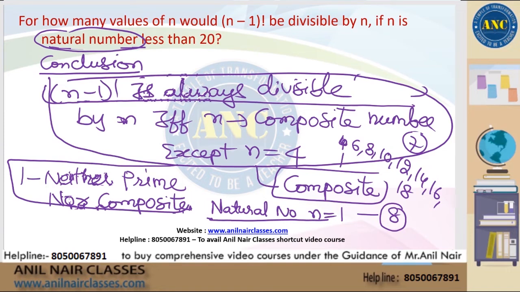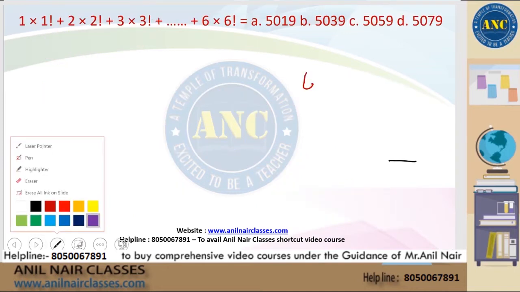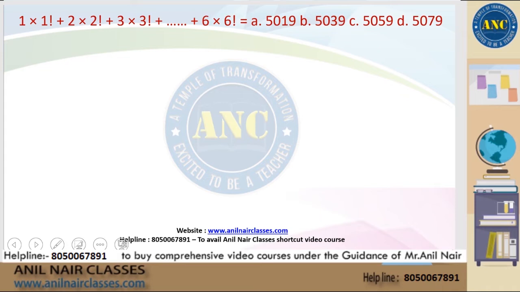n minus 1 factorial is always divisible by n only if n is a composite number, except n equivalent to 4. One is neither prime nor composite. If the question is about a natural number, then include n equivalent to 1. I hope right now it is clear. First I defined it for a composite number, then for a natural number. Next one, another question. I hope it is clear.